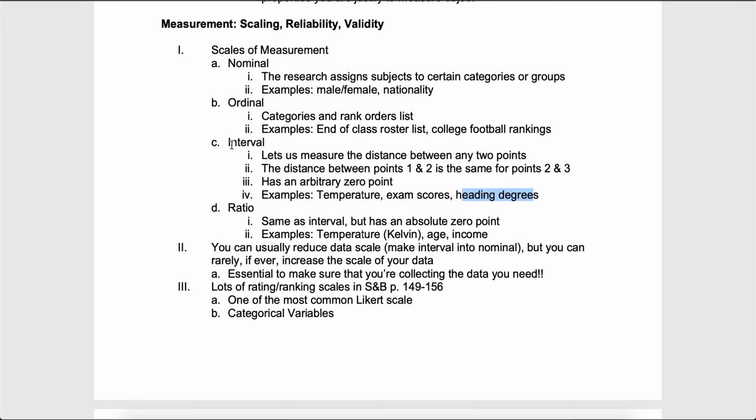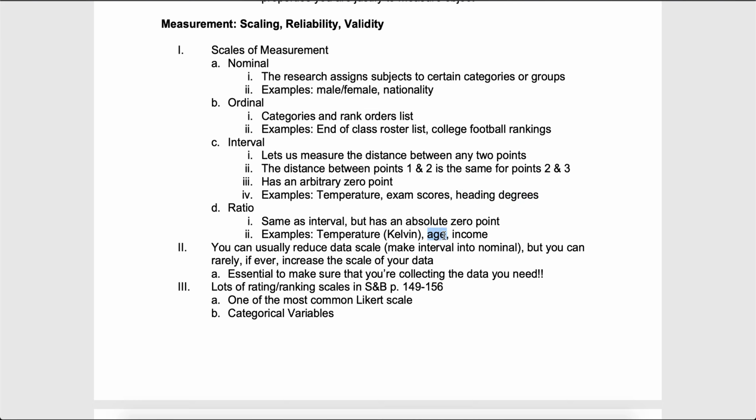Ratio is very similar to interval in the sense that it has an absolute 0 point. So it starts at 0 and goes up to a score. So age starts at 0, income starts at 0, temperature will start at 0. It's also an interval scale. There's distance between the two. Age can have two distances or a grouping or things like that.